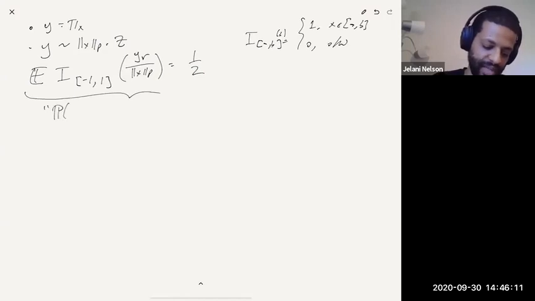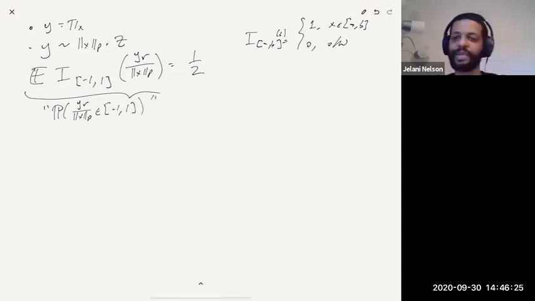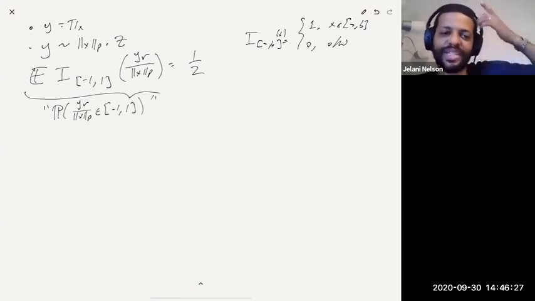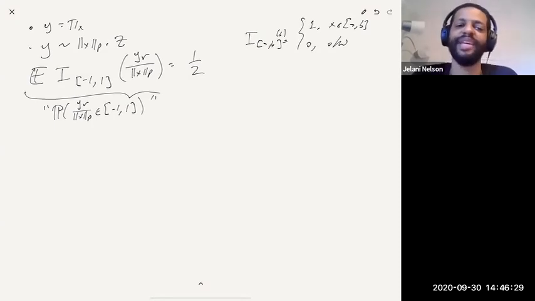I'm just rewriting in a fancy way the probability that y_r over the LP norm of x is in the interval from -1 to 1. The expectation of the indicator of that interval is the same as the probability that you're in that interval. And since I scaled the distribution so the median is 1, I have exactly this.